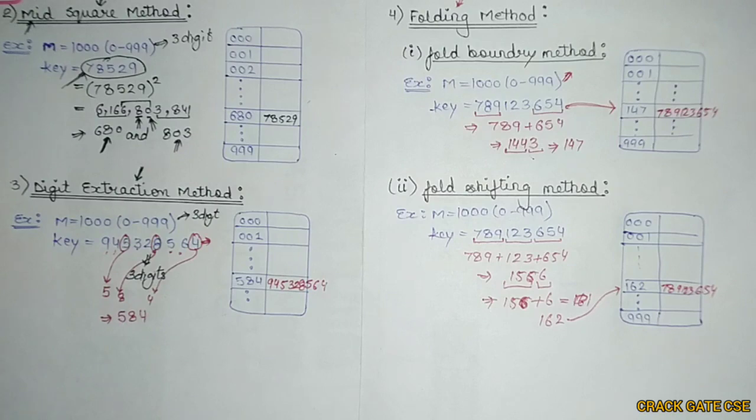So this is how you can use the different types of hash functions, right?